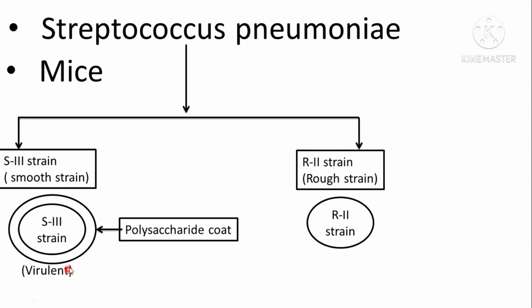But guys, this R strain doesn't have a coating, and I told you this coating is the only reason for virulence. So as the R strain does not have a coating, when infected to mice, as there is no virulence, the mice will live. Now let's move to his experiment. It consists of 4 steps.